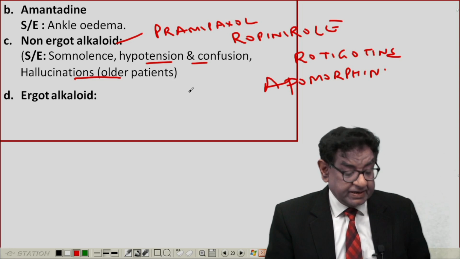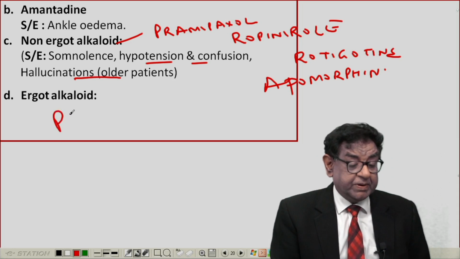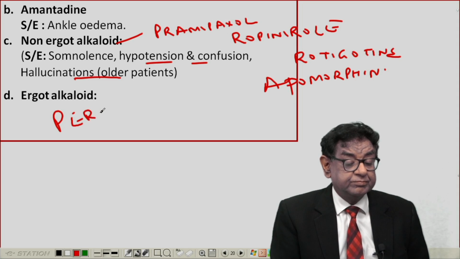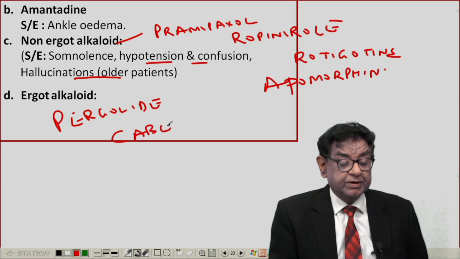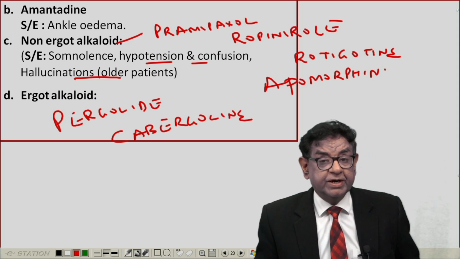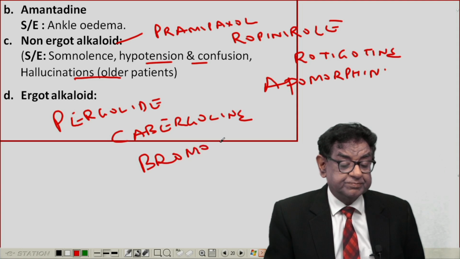Then we have ergot alkaloids. They include pergolide, cabergoline. They are the newer drugs, and the previous drug was bromocriptine.